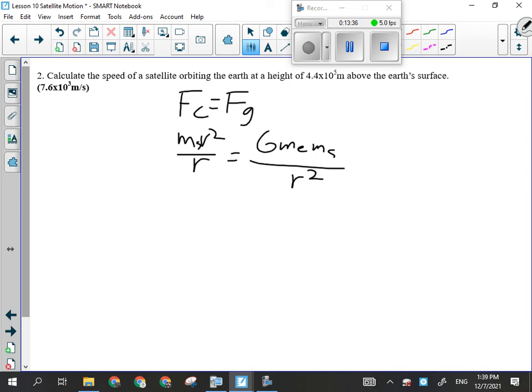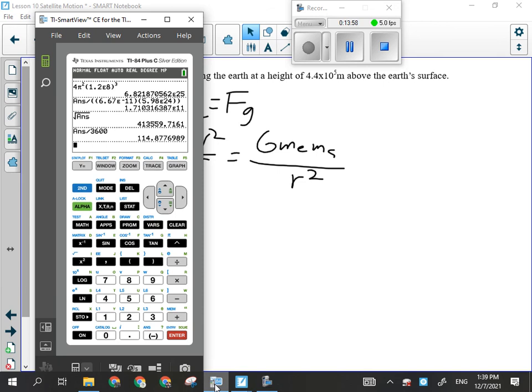My givens are Earth and, what's my other given? Well, not quite radius, but the height, right? Can I get radius from that? What do I have to do? Add the Earth's radius. Okay, so my overall radius is really my only given. So that'll be 4.4 E5 plus 6.37 E6. All right, so there's my overall radius, 6.81 times 10 to the 6 meters.